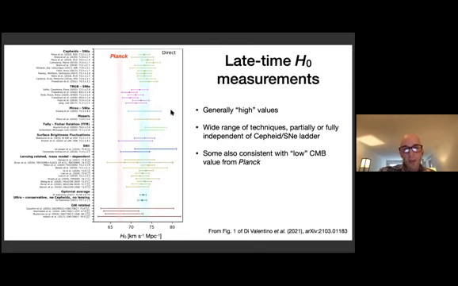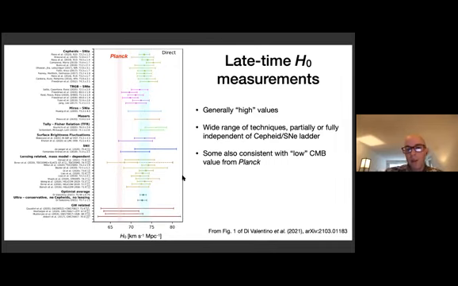There are various other ways one can measure H naught that are partially or fully independent of this ladder. Some of these techniques go back decades. Some of them are being developed very recently, or even have prospects for the future, including gravitational wave constraints that were mentioned in the previous talk.